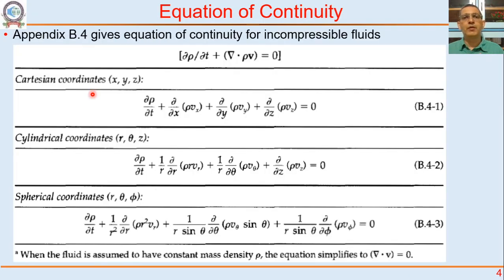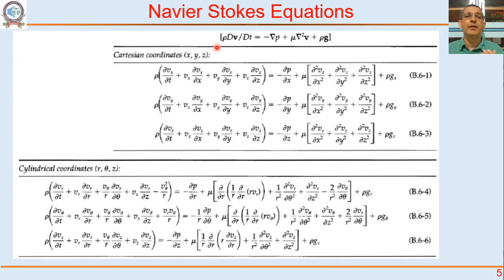So here is what we have seen. Appendix B4 gives you the equation of continuity. You are going to need all these again, that's why I'm giving you these again in this lecture. Navier-Stokes equation is in appendix B6. B5 gives it in terms of stress terms, B6 gives it in terms of the velocity components. Right now for this class, we are going to need this equation in the viscosity and velocity terms, because we are going to deal with Newtonian fluids.